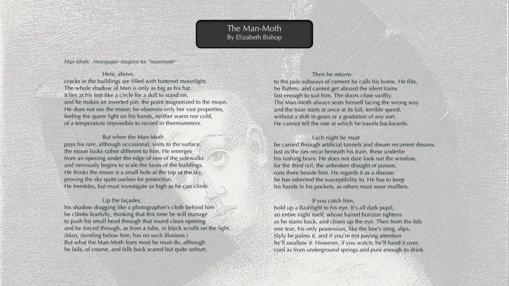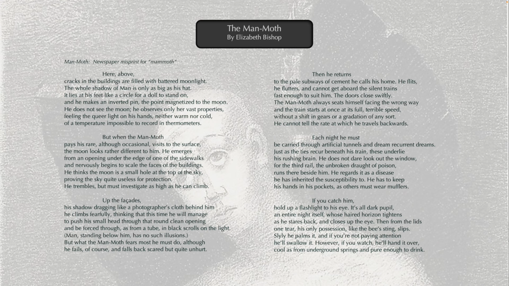Man Moth, newspaper misprint for Mammoth. Here above, cracks in the buildings are filled with battered moonlight. The whole shadow of man is only as big as his hat. It lies at his feet like a circle for a doll to stand on, and he makes an inverted pen, the point magnetized to the moon. He does not see the moon. He observes only her vast properties, feeling the queer light on his hands, neither warm nor cold, of a temperature impossible to record in thermometers.